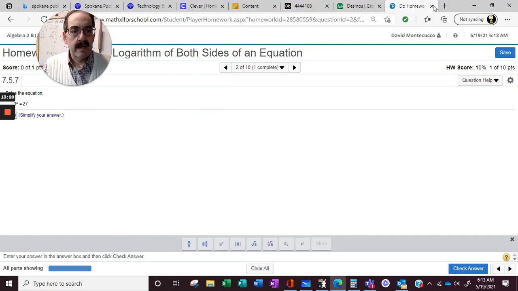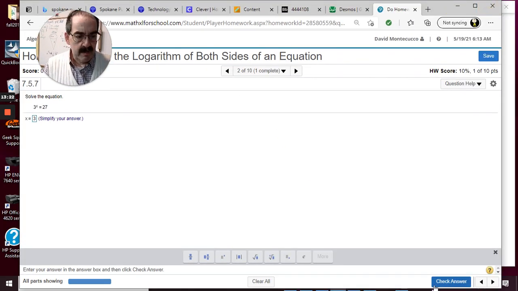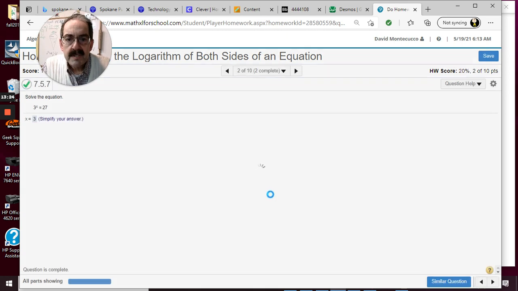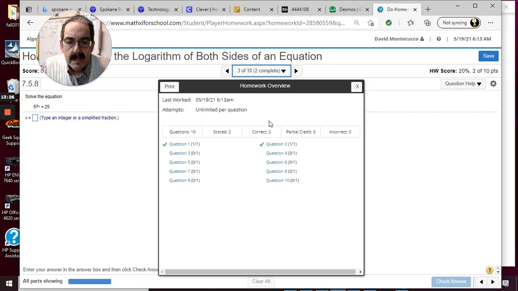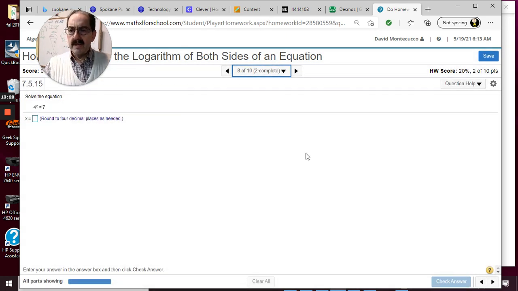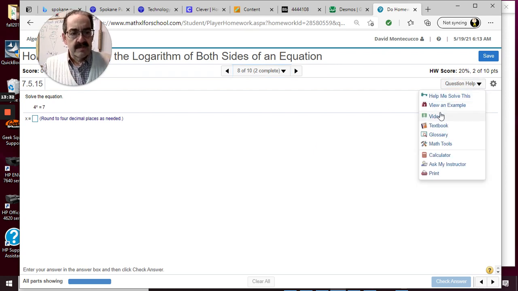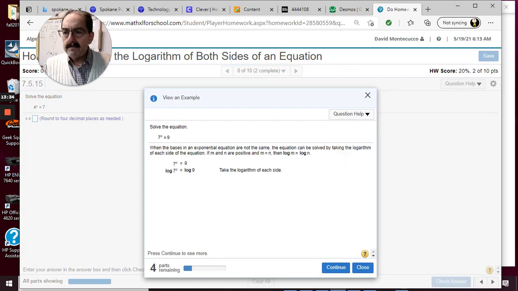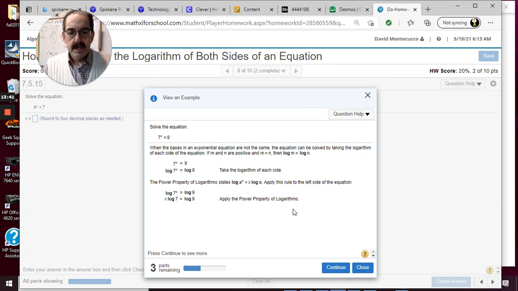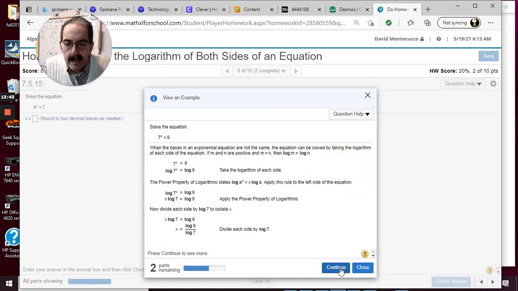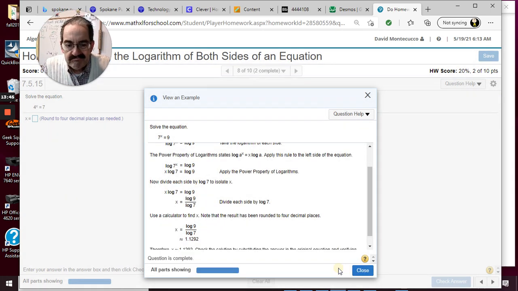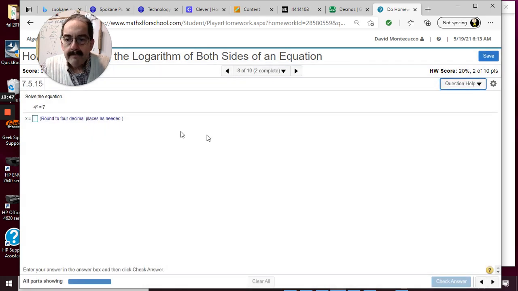Alright, so let's get out of here. We got our answer. Solve. Next question. Let's take a higher power one here in case you haven't seen it. Solve the equation. If you had to, there's a video, a view of the example. Take the log of both sides. When you take the log of both sides, the power flies out. Whoosh. And then you just divide. Alright, so let's try this.